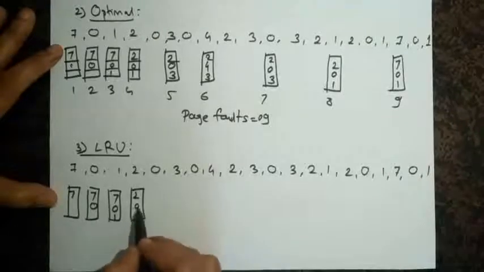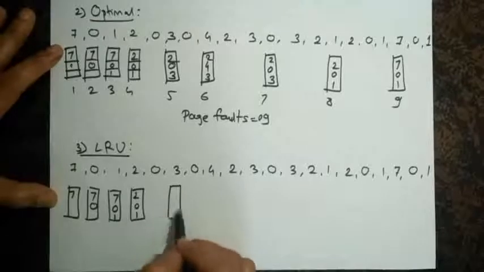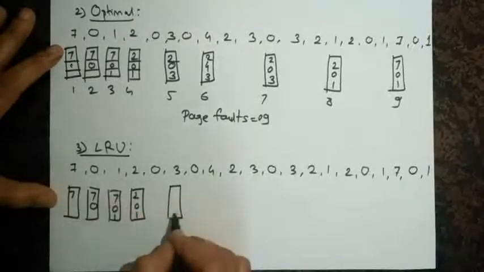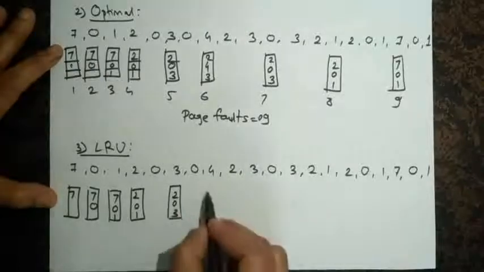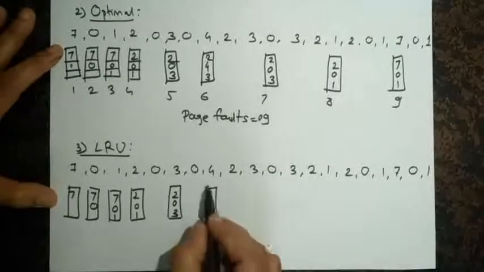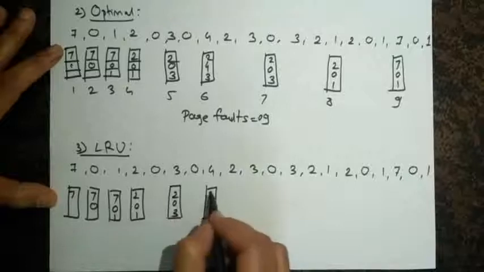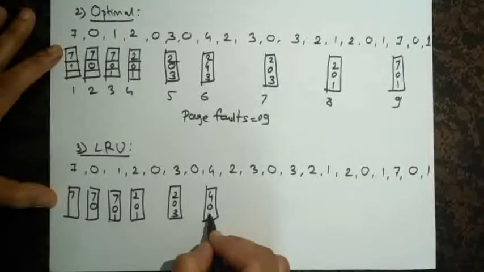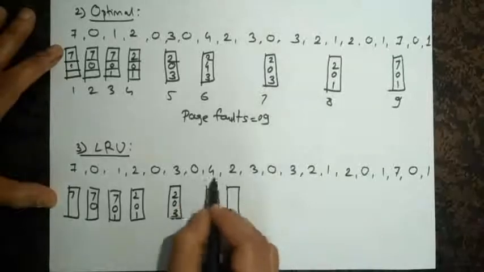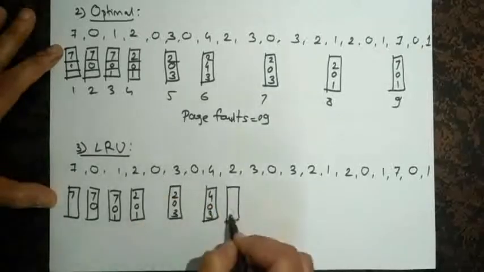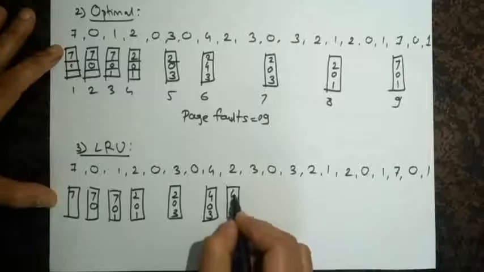0 is requested, which is already there. Now 3 is requested, we see that 1 is more past, so we replace this 1 by 3, rest as it is. 0 is requested, which is there. 4 is requested over here. Then we see that 0 and 3 are recent, 2 is more past, so we replace this 2 by 4, 0 and 3 as they are. 2 is requested now. So we see that 0, 4 are nearer and 3 is quite past, so replace this 3 by 2, 0, 4 as they are.